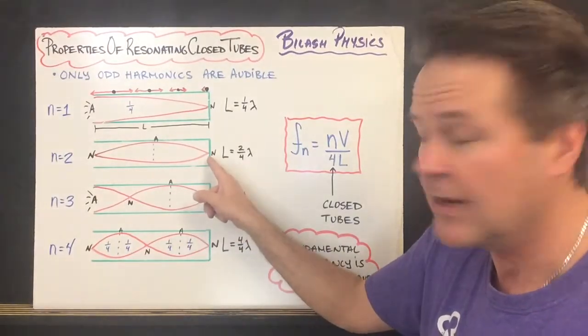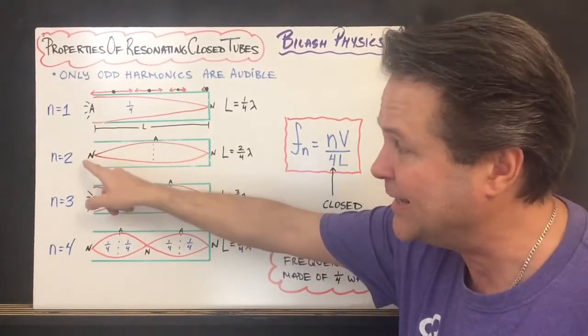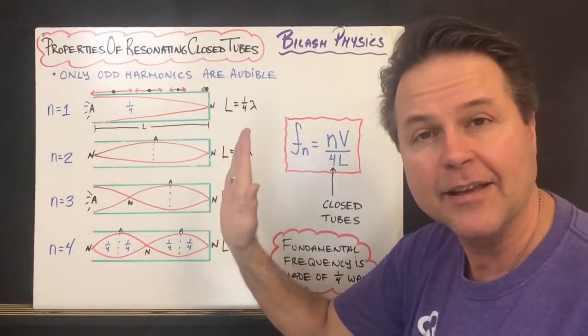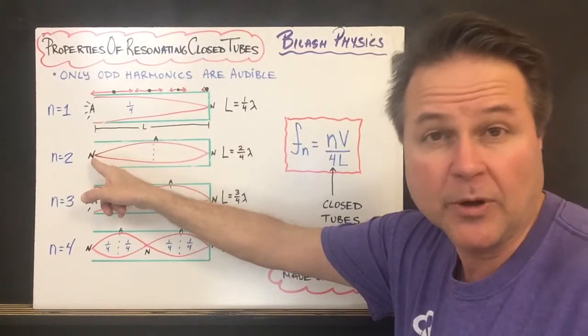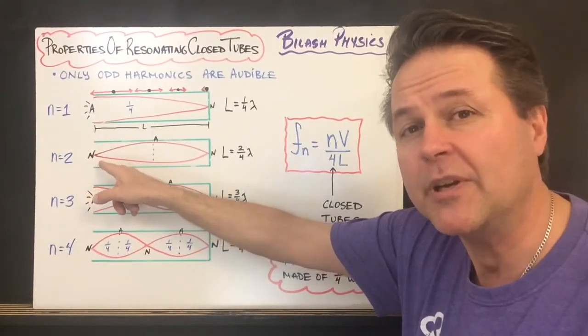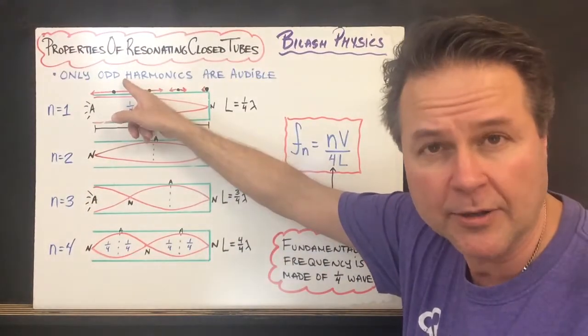We have a node at the closed end, and we also have a node at the open end. And because we have a node at the open end, we don't have the air moving back and forth at the open end where we would expect the sound to come out. Consequently, we don't hear the second harmonic. Only odd harmonics are audible.